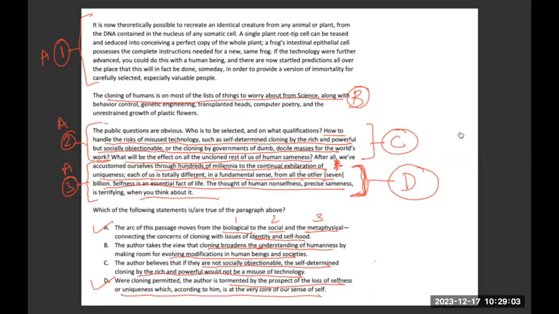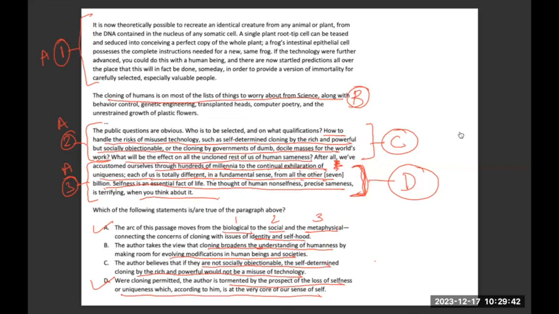And of course, the trajectory or arc of this passage is how it moves: first it talks about the biological in the first paragraph, then it raises concerns in the middle paragraph, similar in alignment with the first. And in the third paragraph, the first half talks about the social issue, and then the last part talks about the metaphysical, which is about identity, selfness, and uniqueness, a very metaphysical attribute. So the arc is correct that way.